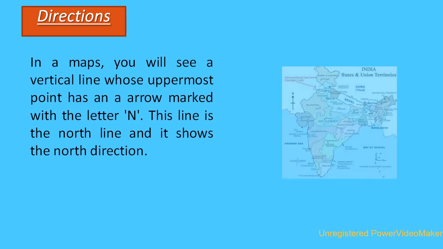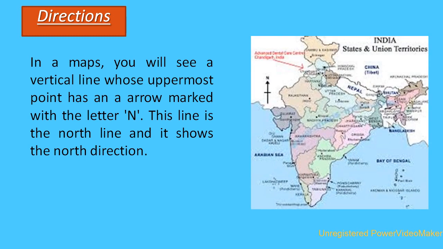In a map, you will see a vertical line whose uppermost point has an arrow marked with the letter N. Like this, it is circled in the right side map. This line is called the north line, and it shows the north direction. The arrow is towards the top, and it is marked with N. So the upper part of the map is north.